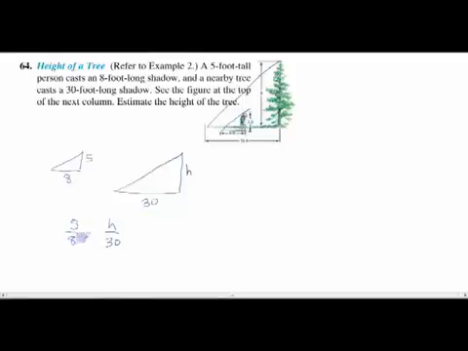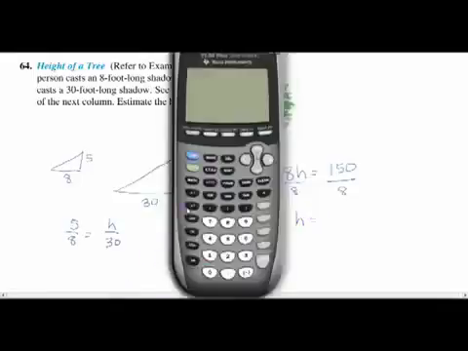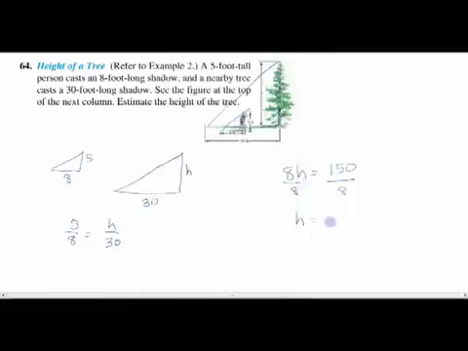Then we can cross multiply. So we have 8h equals 150. We're going to go ahead and divide by 8, and we get h is equal to, let's grab the calculator, 150 divided by 8, and get 18.75. So the height is 18.75. This was measured all in feet, so it'll be 18.75 feet.